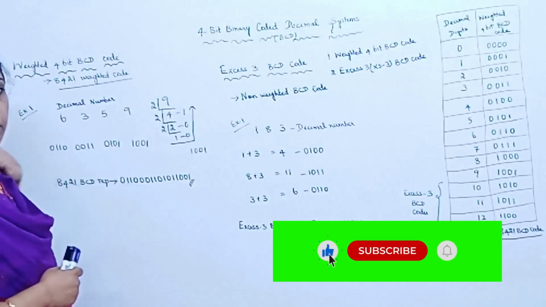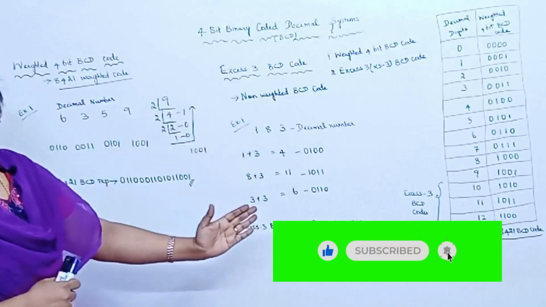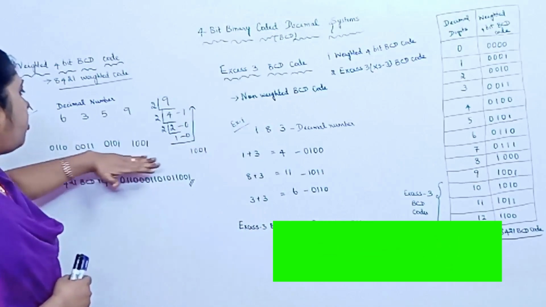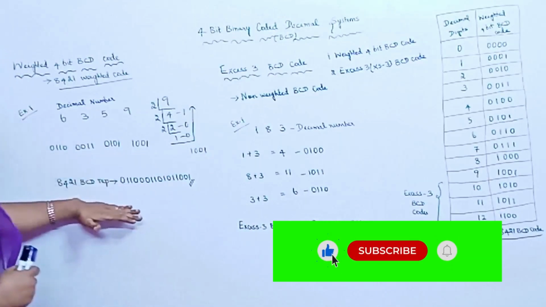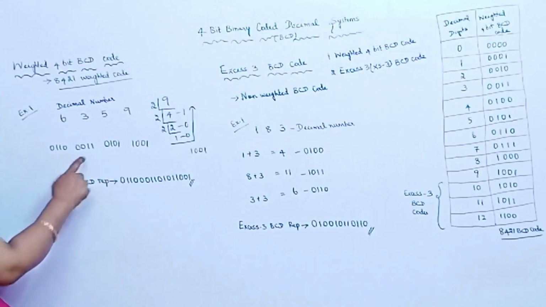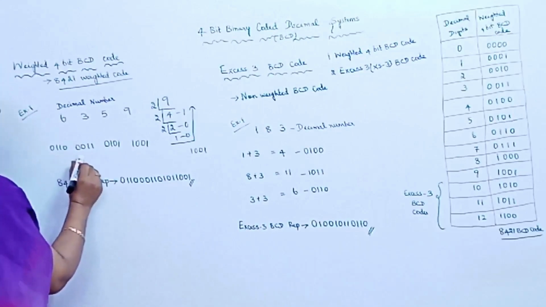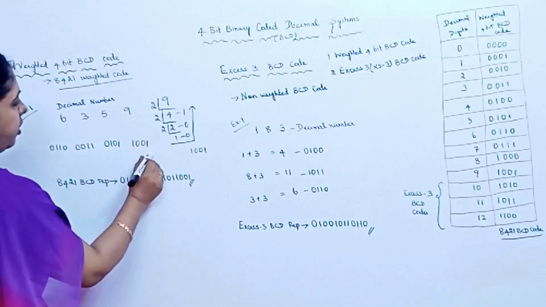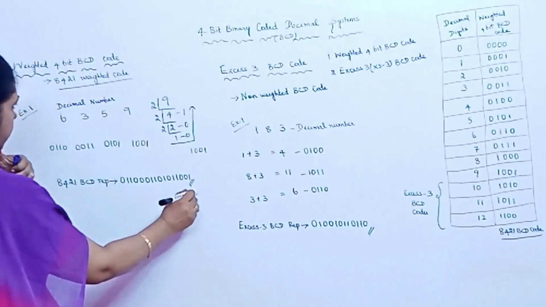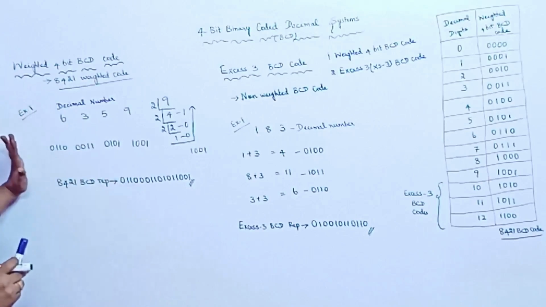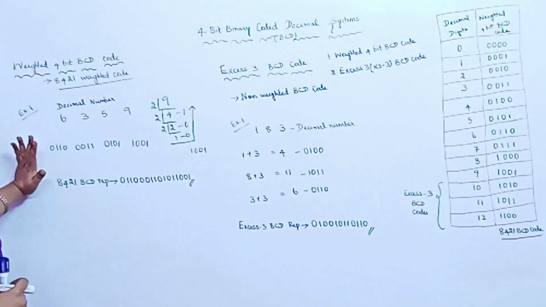Suppose you can't remember the full table. So now the values have been written and the 8421 BCD representation, the whole value, is written as 0 1 1 0 0 0 1 1 0 1 0 1 and 1 0 0 1. This is the 8421 weighted code.